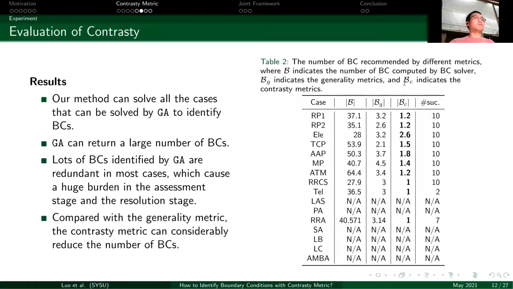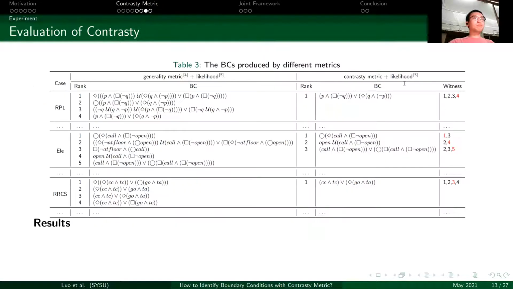Comparing the third column with the fourth column, the contrasty metric can reduce the number of BCs more significantly. We further carried out case studies.